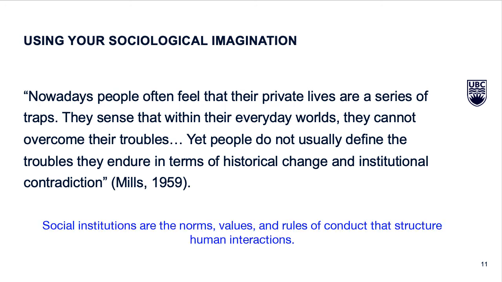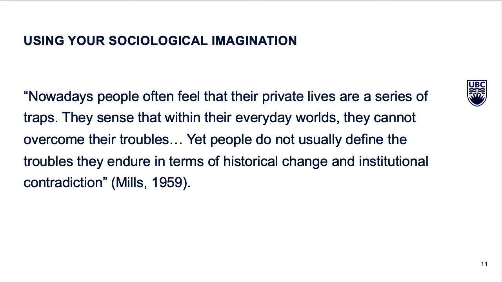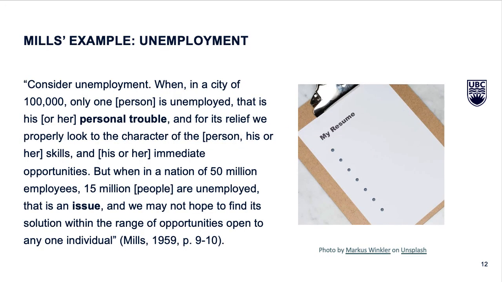This would be institutions, for example, like the family or the education system. We are surrounded by and often embedded in institutions in much of our life. Let's look at an example to tease out what Mills is saying. He uses the example of unemployment.